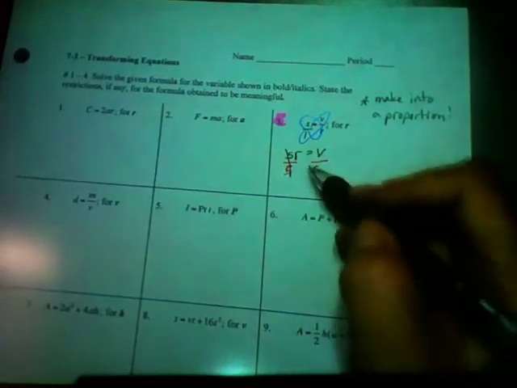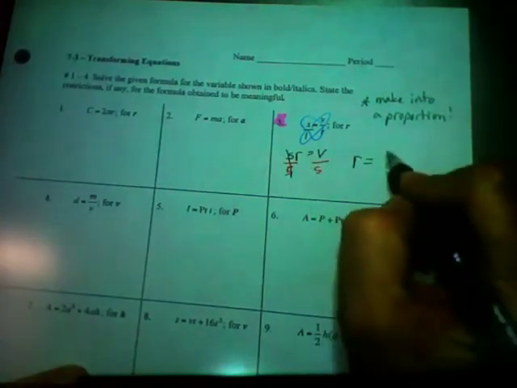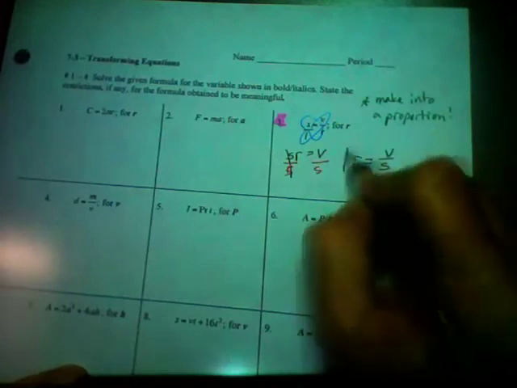The S's cancel, and my final answer, you can't leave it that way. You have to actually write out your final answer. R is equal to V over S.